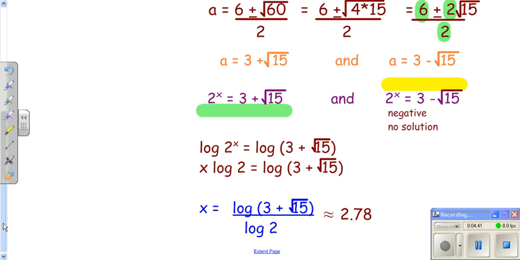And you might be wondering, do we need to go ahead and check that answer? No, we don't, because we did not start off with an equation with variables after your log.